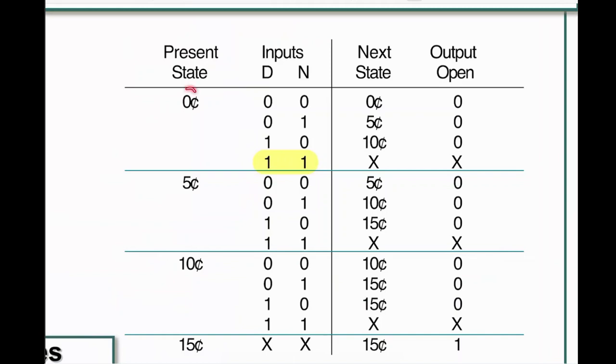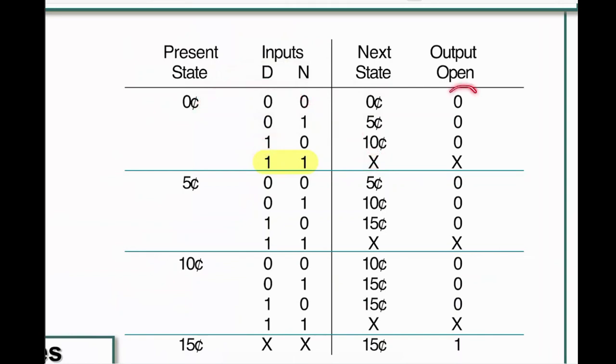So from 0 cents, there are four possibilities. The user may not enter any coin, may enter a nickel, may enter a dime, or 1-1, which we don't care about because there is only one coin slot. Based on those input criteria, we go to the next state. So from 0 to 0, no change. From 0 to 5, went up by 5 cents. From 0 to 10, went up by a dime, and don't care.